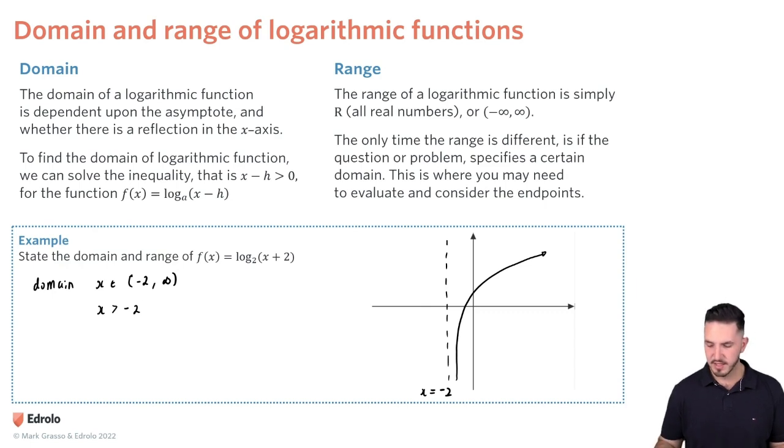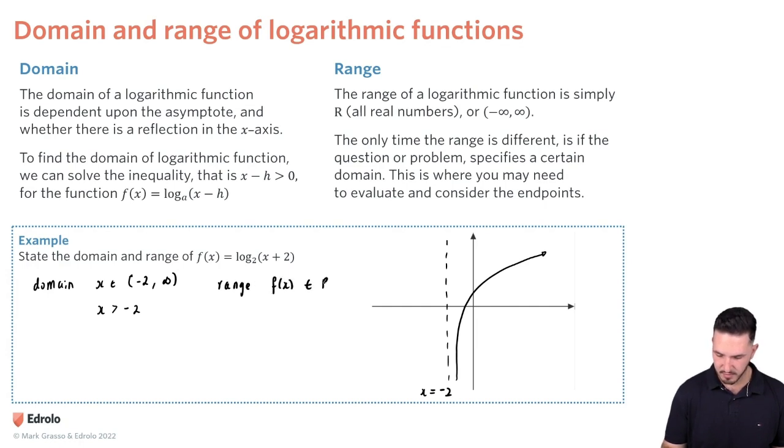Looking at the range, we can see there's no restriction, so our range is just going to be equal to all real numbers. So f of x is an element of all real numbers. Or you can also write negative infinity to positive infinity.